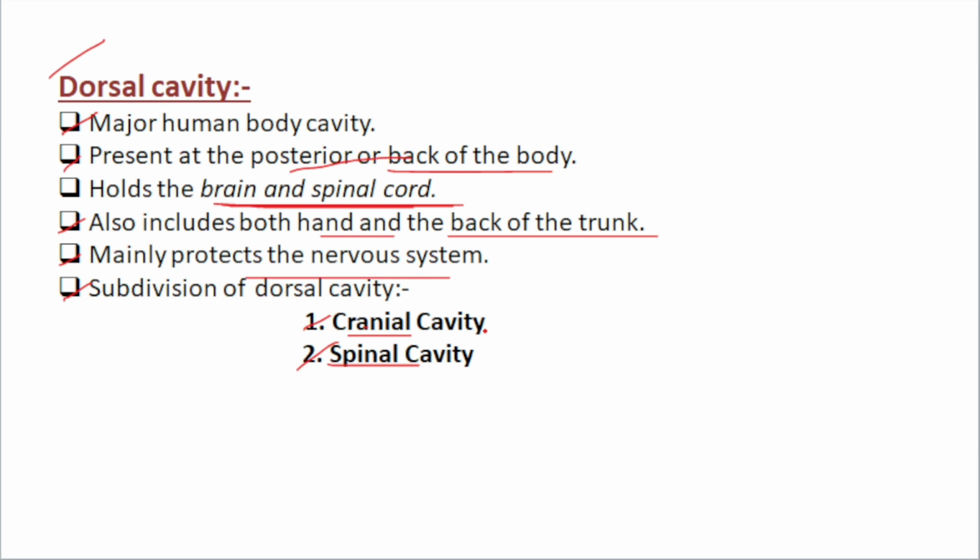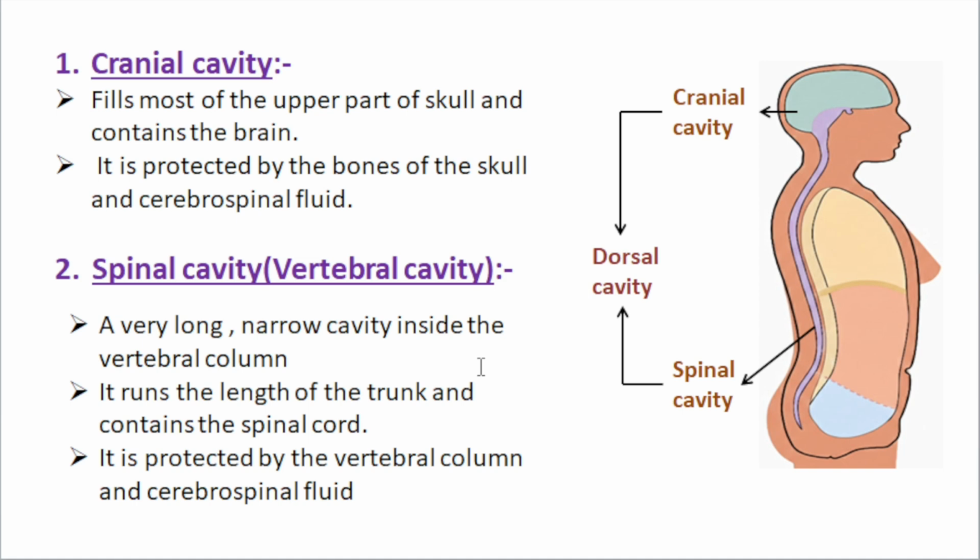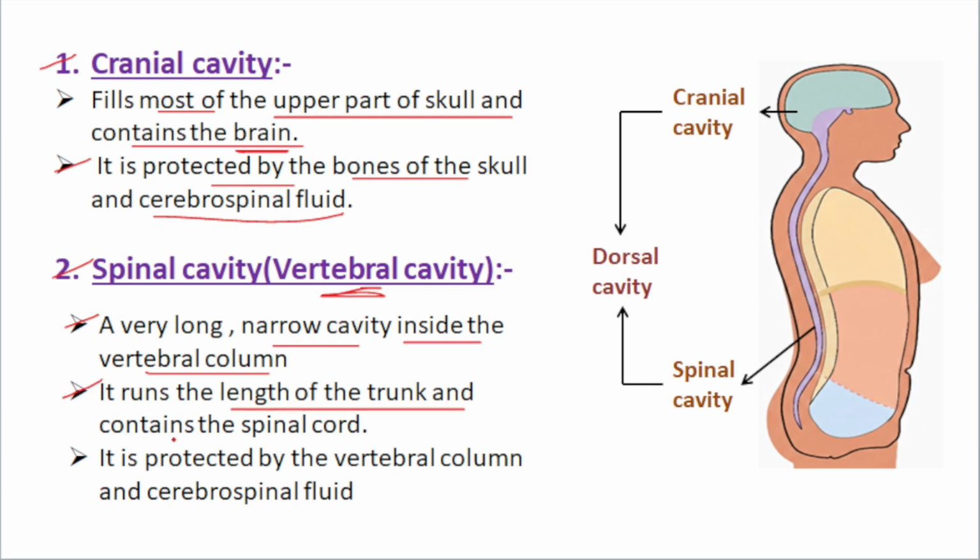So the skull and the brain are mainly present in our cranial cavity and the spine is present in our spinal cavity. So start with the cranial cavity. It mainly fills most of the upper part of the skull and it contains the brain. And this cranial cavity is protected by the bones of the skull and it is filled with cerebrospinal fluid. Then the spinal cavity, it is also called the vertebral cavity. It is a very long narrow cavity inside our vertebral column and it runs the length of the trunk, and it mainly contains our spinal cord. The spinal cavity is protected by the vertebral column and it is filled with cerebrospinal fluid.